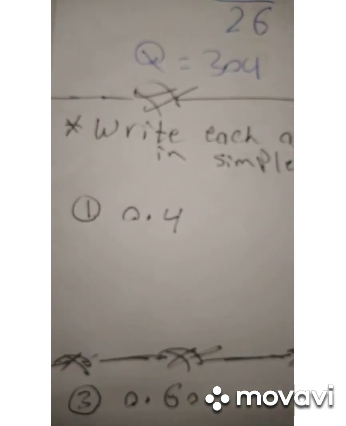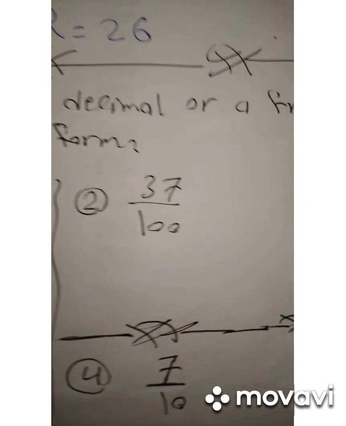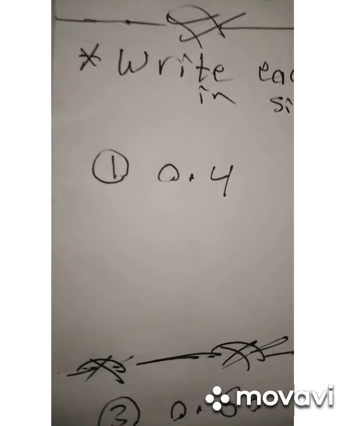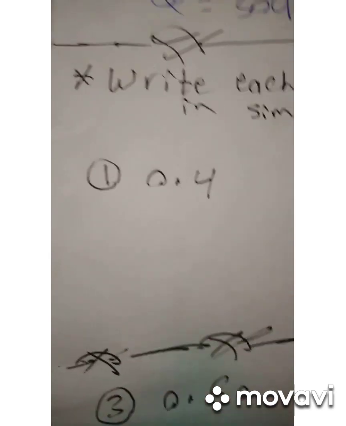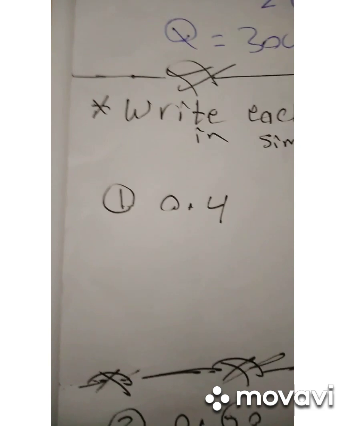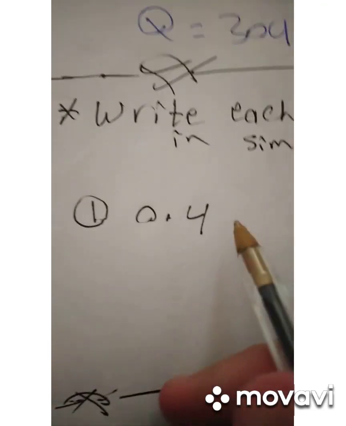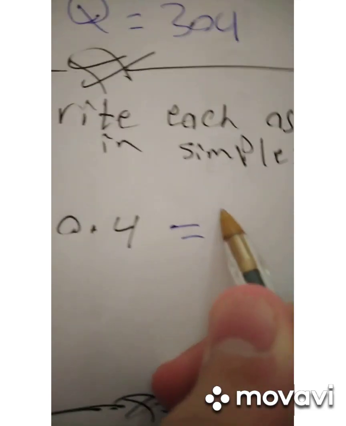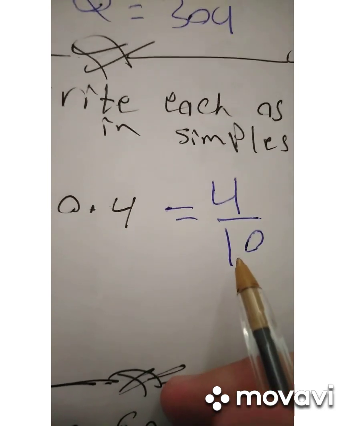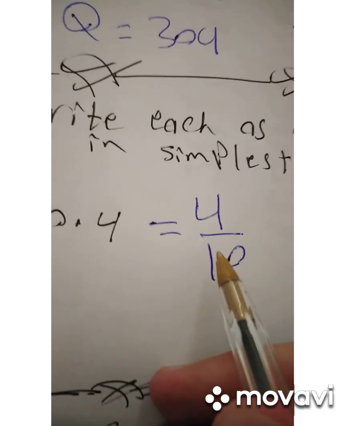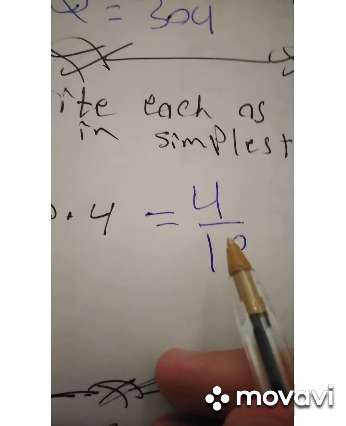The last example in our revision: write each as a decimal or a fraction in simplest form. Okay, number 1, we have 4/10. 4/10 is a decimal, so we want to write it as a fraction. 4 tenths equals 4 over 10. Is it a fraction now? But is it in simplest form? No, it is not in simplest form.